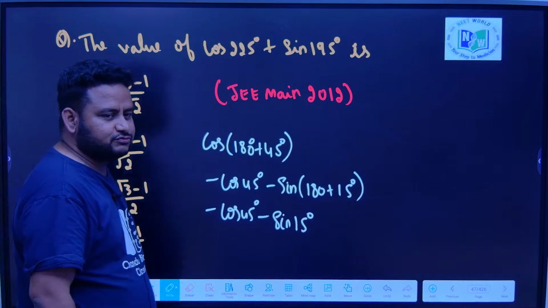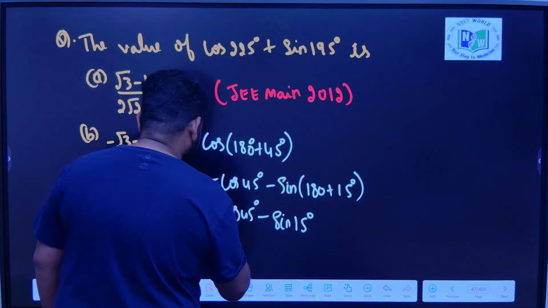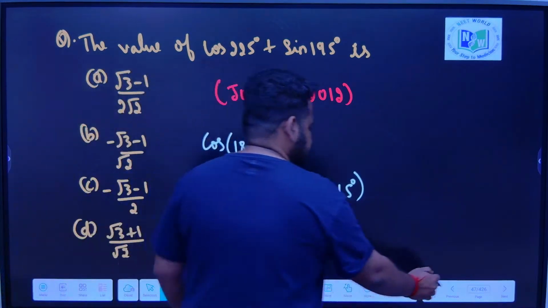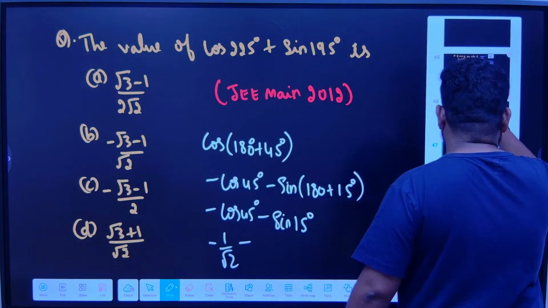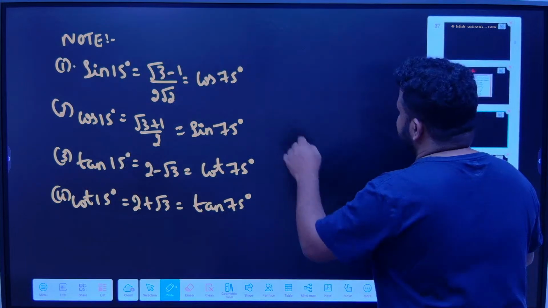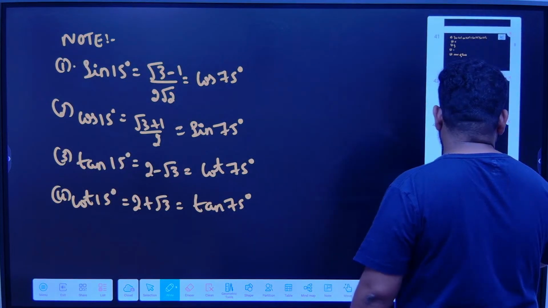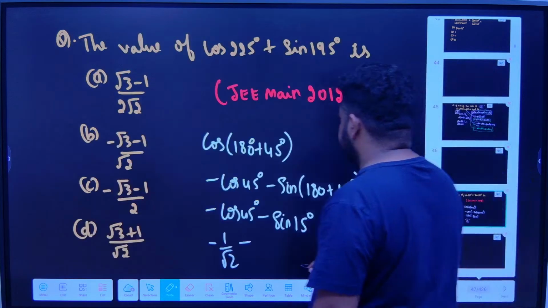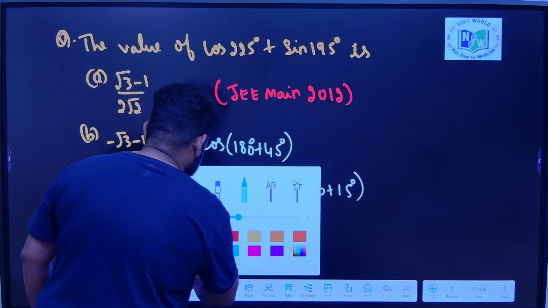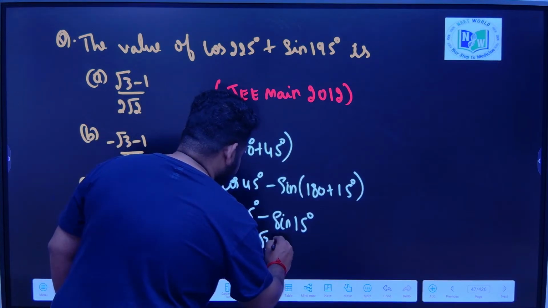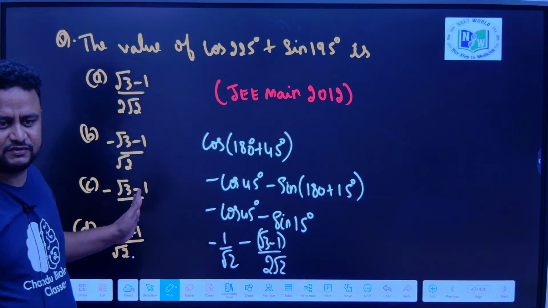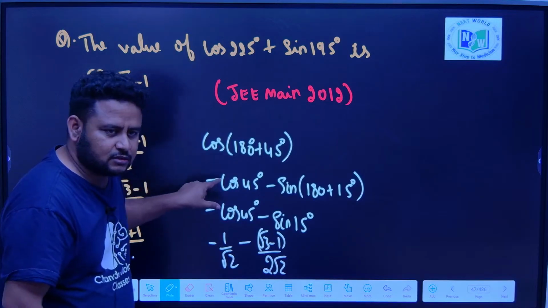Now, cos 45 is what? 1 by root 2, so minus 1 by root 2. Sin 15 degree is what? That we do not want. But okay, I can tell you the value already. If you do not remember, see here, sin 15 degree is root 3 minus 1 by 2 root 2. That value I can put here and solve the question. Further on solving, I will get the answer. That is not the important thing for me. The important thing for me is getting this concept correct.